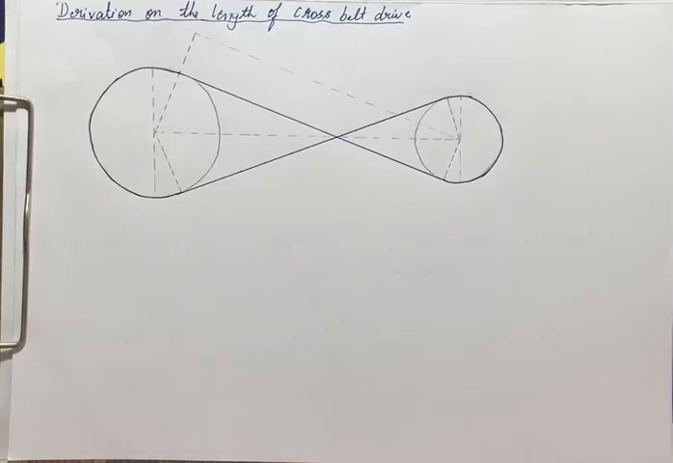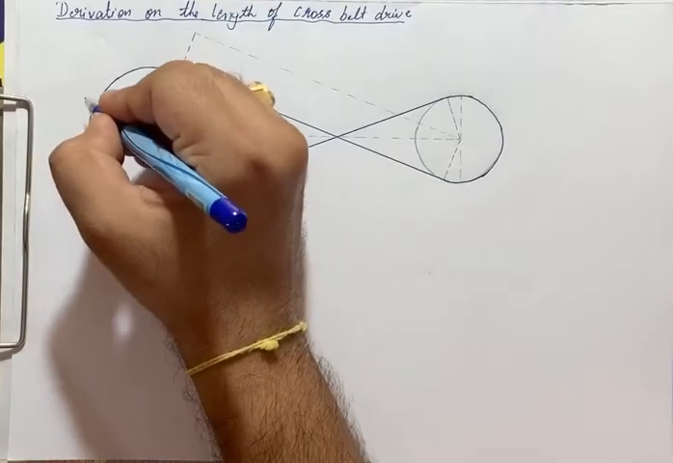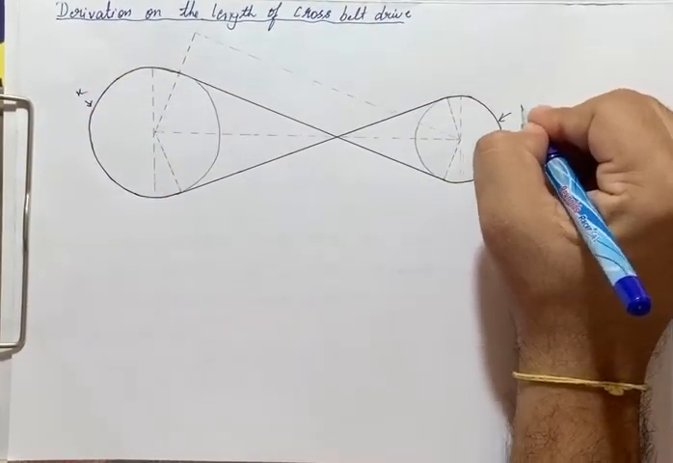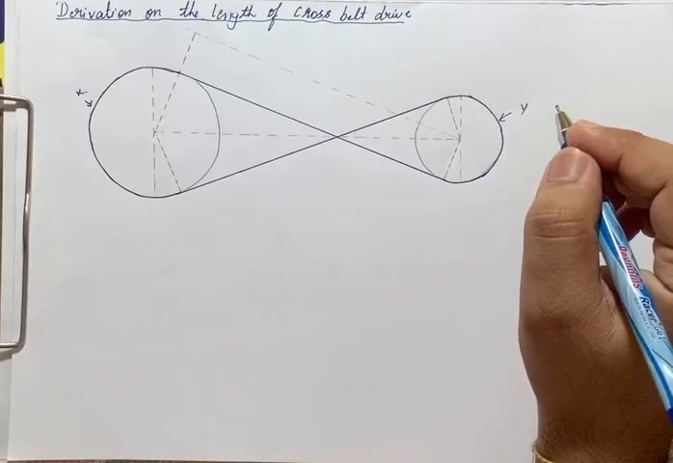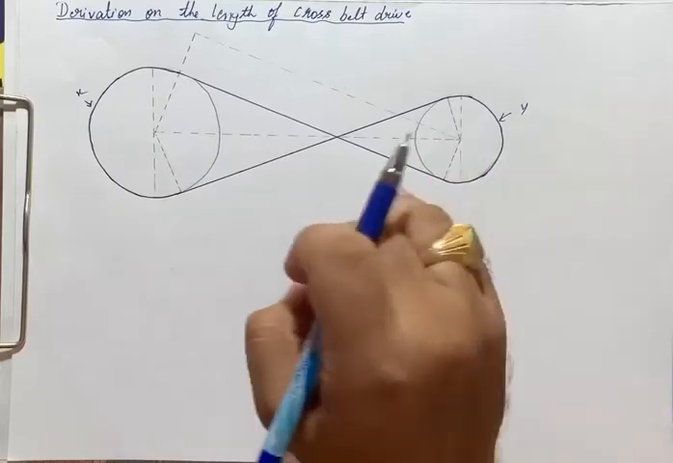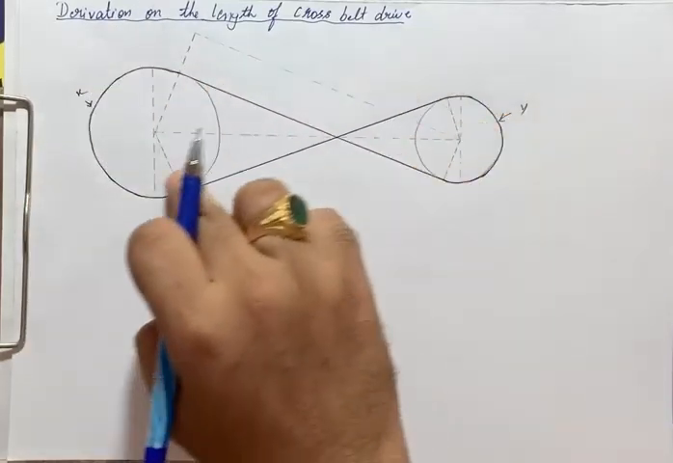In the previous video we derived the length of belt in an open belt drive. In this video we are going to derive the length of belt in a cross belt drive. We have assumed two pulleys, pulley X and pulley Y, connected by a cross belt drive.